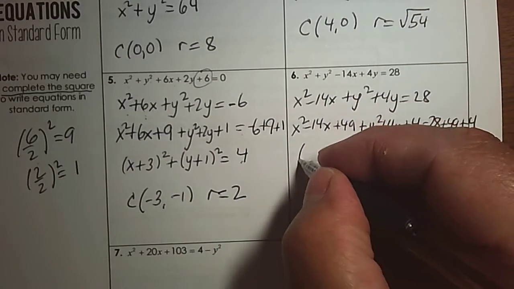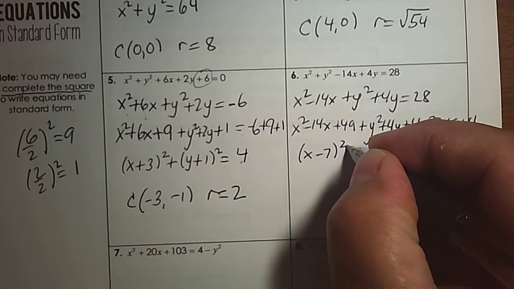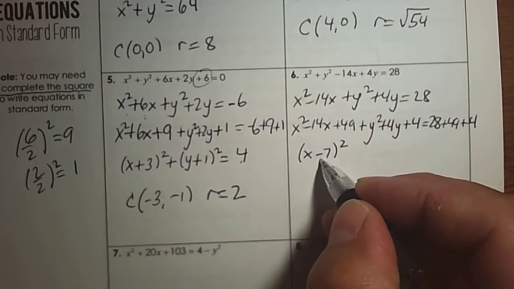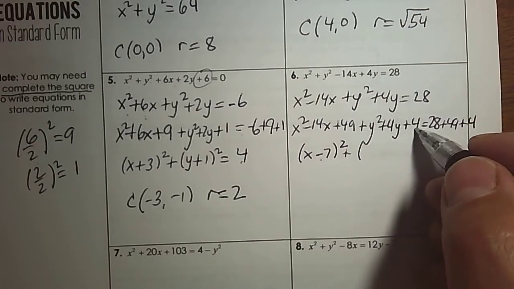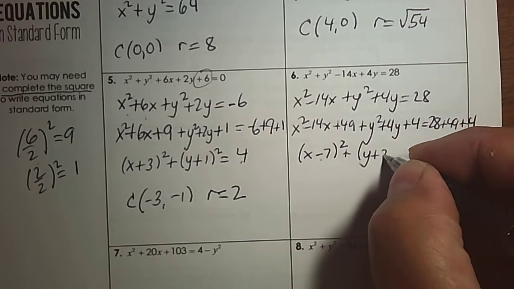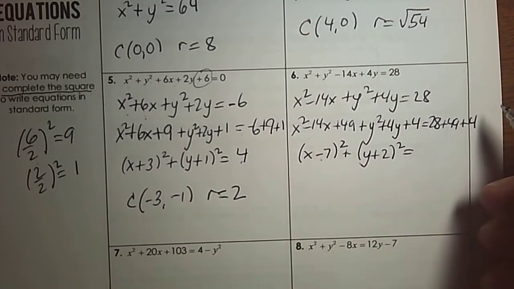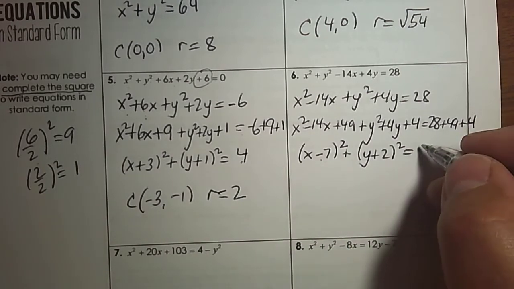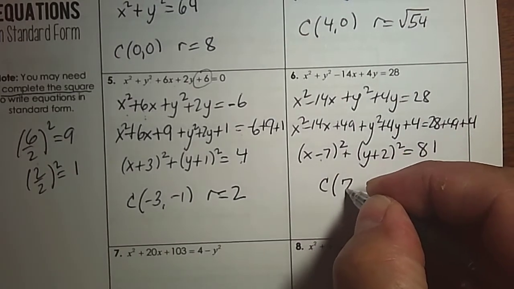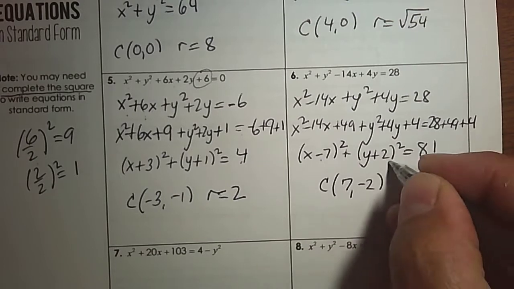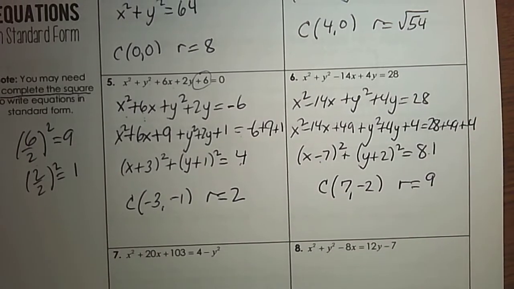Now we're going to factor. So for the first one, two numbers that multiply to 49 and add to negative 14. Be aware it's going to be a negative here. Same thing for y. Be aware. Two numbers that multiply to 4 and add to 4, that's 2 and 2. So now this is in standard form. Combine the constants together. So 49 and 4 altogether, that's 81. That means the center of the circle is at positive 7 and negative 2. And the square root of 81, which is 9, is the radius.